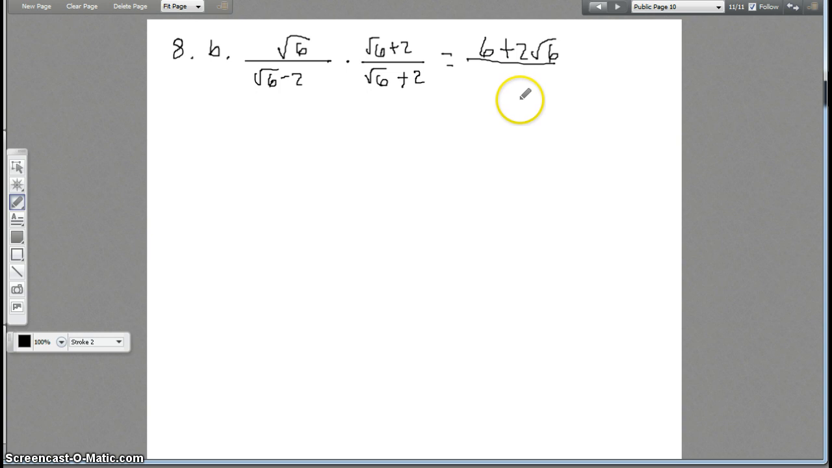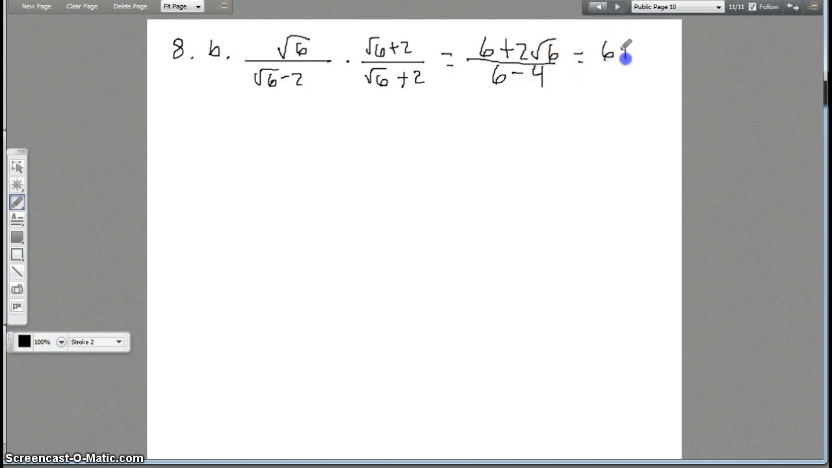Now in our denominator, because we have the difference of two terms multiplied by the sum of two terms, we know we're going to get the difference of two squares. So we're going to take our first term and square it. Root 6 squared is 6. And then we're going to subtract the square of our second term. Our second term is 2. When we square that, we get 4.